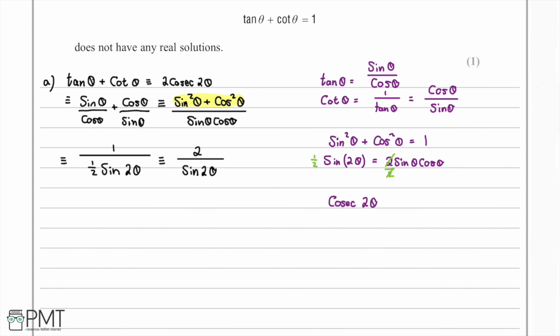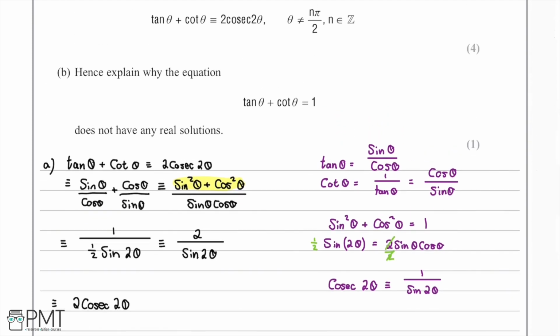2 of theta is equivalent to 1 over sine 2 theta. And this is exactly what we need. We can now substitute this in, and we'll have that is equivalent to 2 cosec 2 theta. And then we'll just double check what we were looking for again.